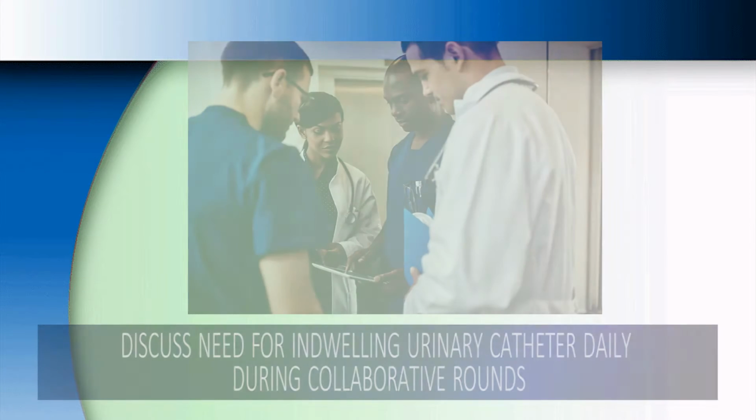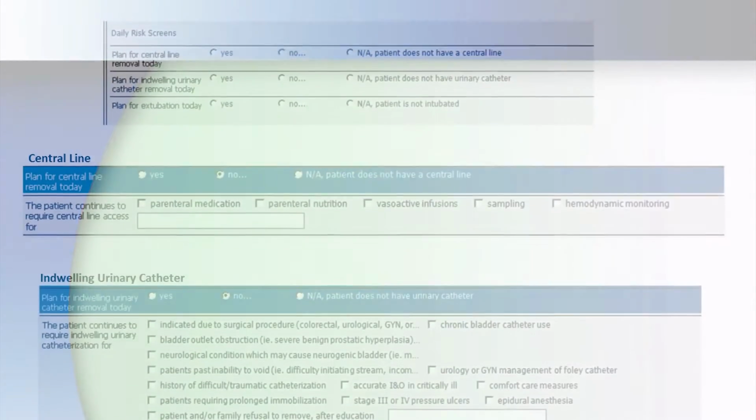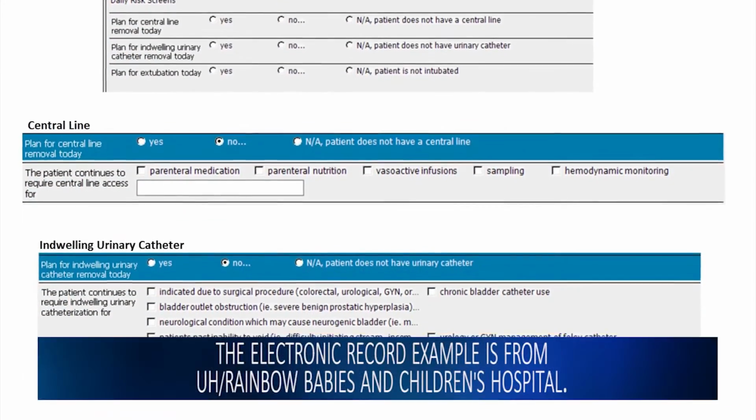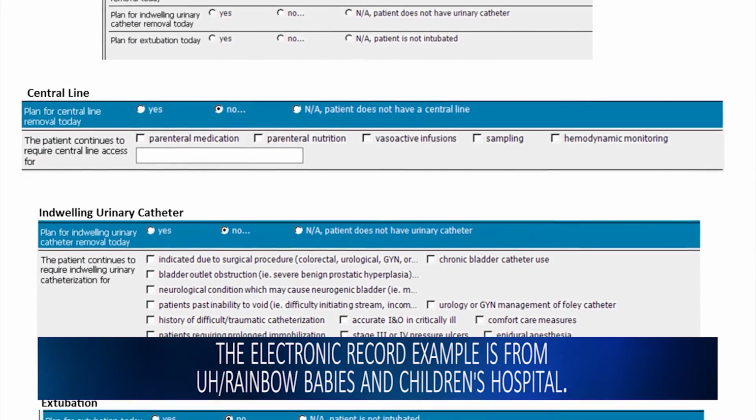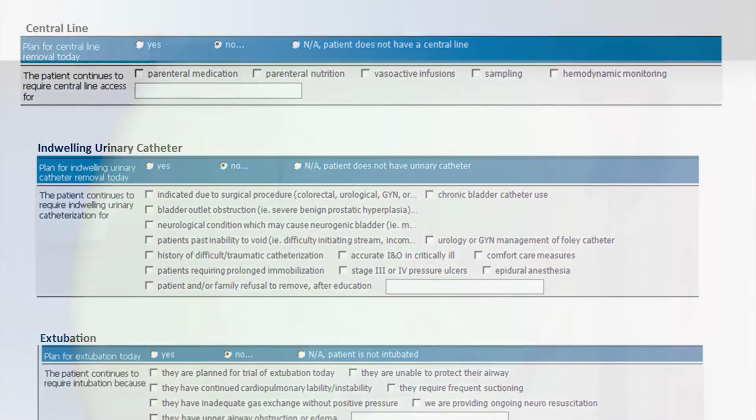Discuss the need for the indwelling urinary catheter daily during rounds. Using catheters only when clinically necessary will reduce the population at risk for CAUTI. Review the necessity for removing the catheter daily and make sure to also document indication daily.